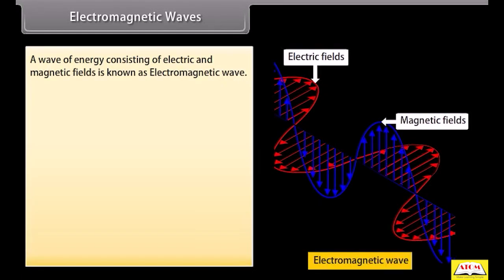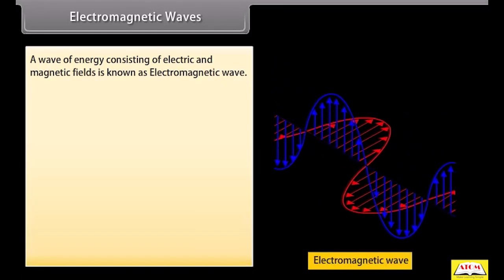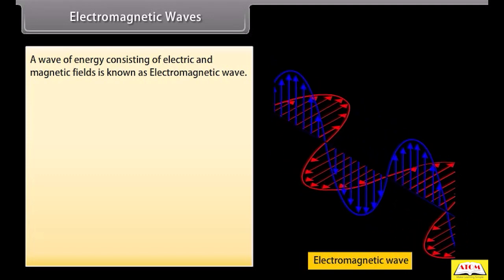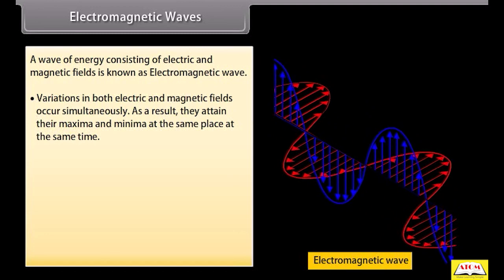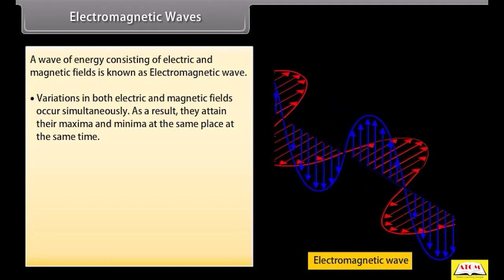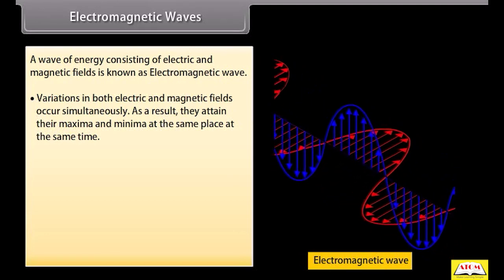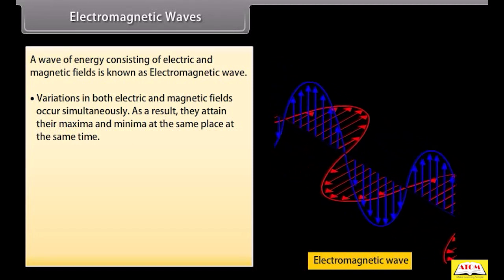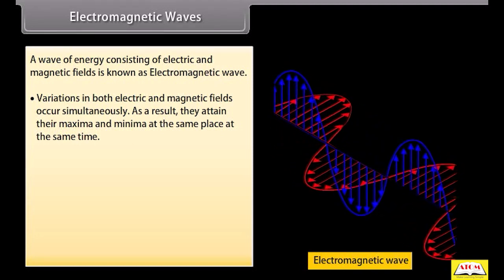Electromagnetic waves. A wave of energy consisting of electric and magnetic fields is known as an electromagnetic wave. Variations in both electric and magnetic fields occur simultaneously. As a result, they attain their maxima and minima at the same place at the same time.